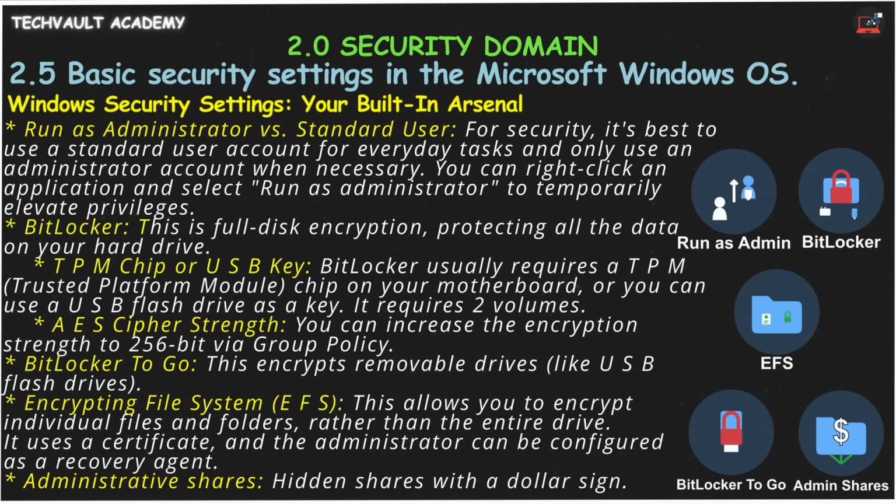BitLocker. This is full disk encryption, protecting all the data on your hard drive. TPM chip or USB key: BitLocker usually requires a TPM, Trusted Platform Module chip, on your motherboard, or you can use a USB flash drive as a key. It requires two volumes. AES cipher strength: you can increase the encryption strength to 256-bit via group policy. BitLocker To Go encrypts removable drives like USB flash drives.